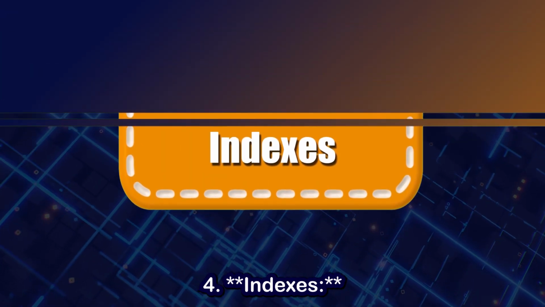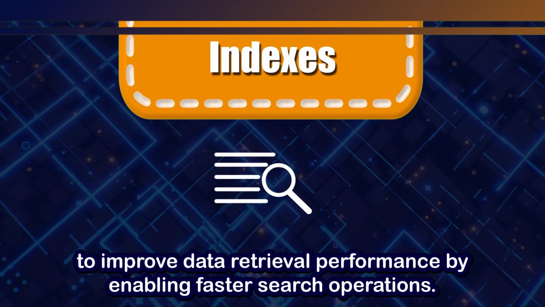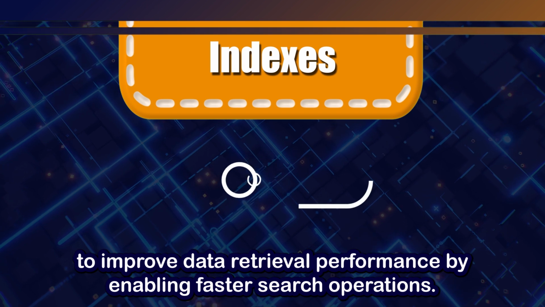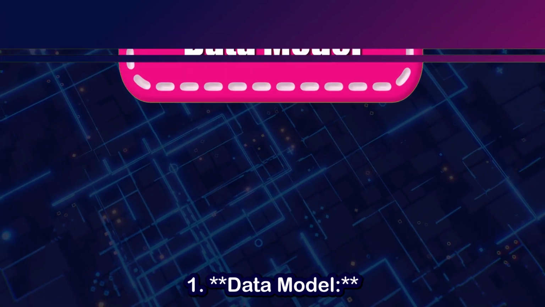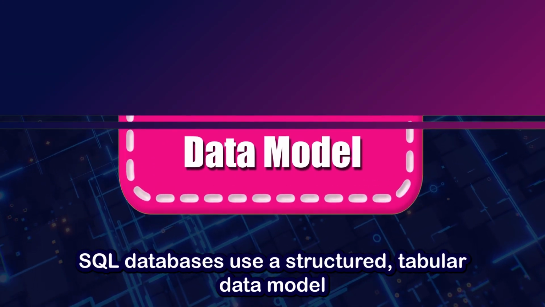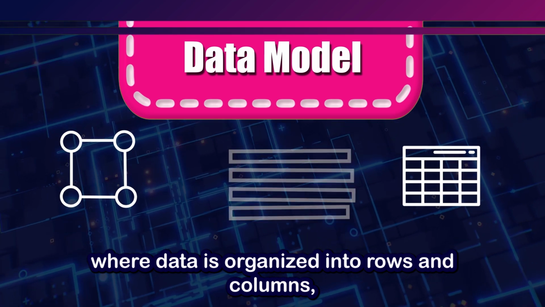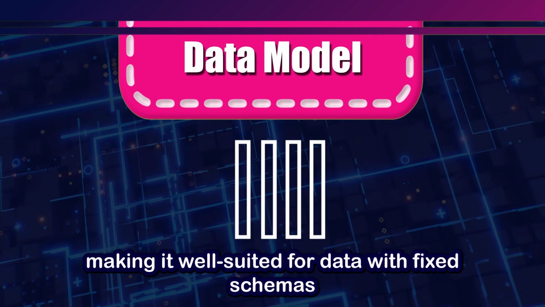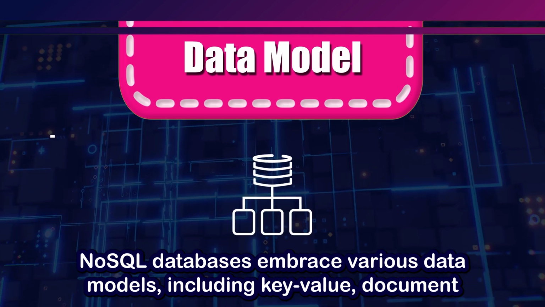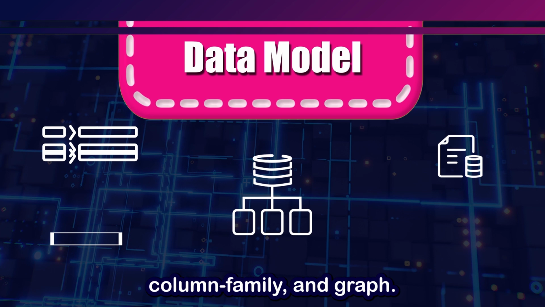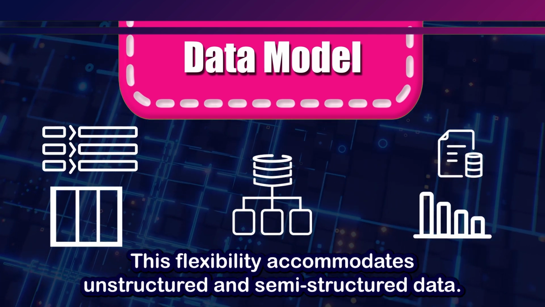4. Indexes. Both SQL and NoSQL databases offer indexing mechanisms to improve data retrieval performance by enabling faster search operations. Differences. 1. Data model. SQL databases use a structured, tabular data model where data is organized into rows and columns, making it well suited for data with fixed schemas. NoSQL databases embrace various data models, including key value, document, column family, and graph. This flexibility accommodates unstructured and semi-structured data.